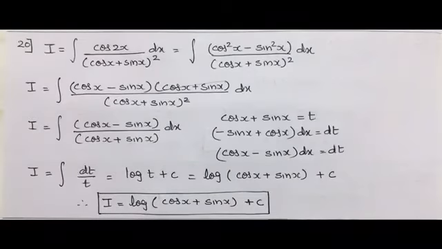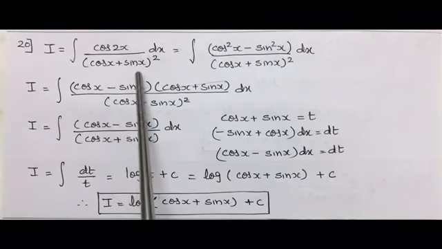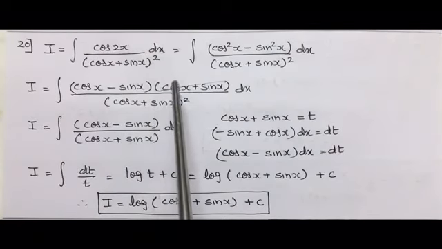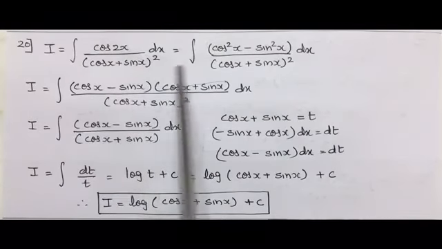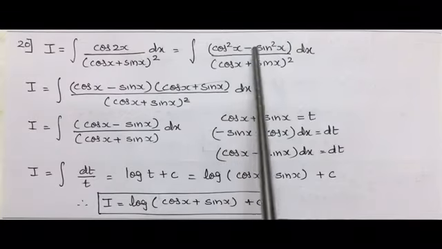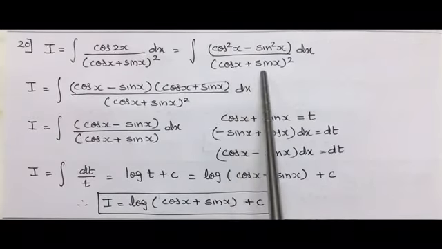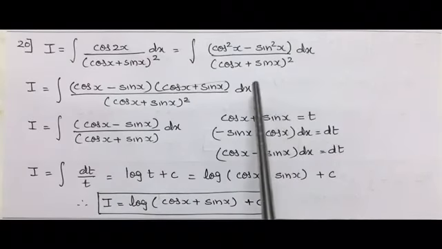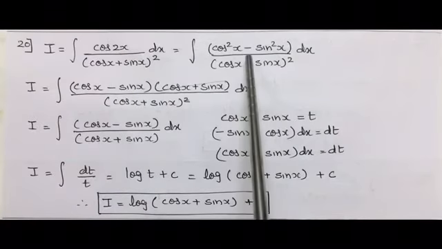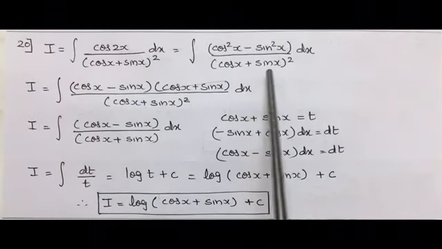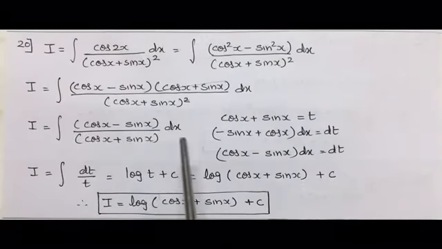20th one is integration cos 2x upon (sin x plus cos x) whole square dx. Now we have one formula of cos 2x as cos square x minus sin square x, divided by (cos x plus sin x) whole square dx. Now here it is very important which formula is to be kept so that the simplification becomes easy as well as the integration becomes easy.